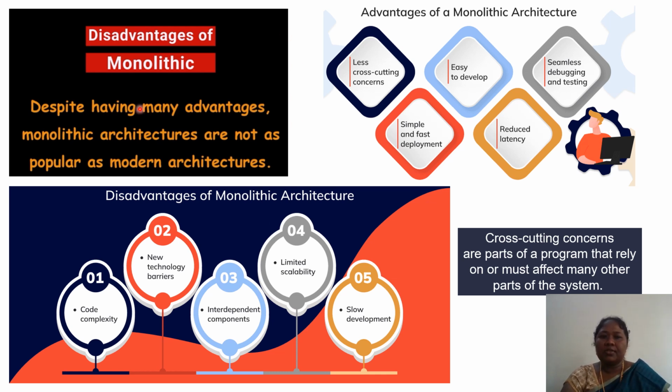What are the disadvantages? There are many advantages, but it is not suitable for modern architecture. So what are the problems? Advantages are there and disadvantages are also there, and we are going to learn about them. What are the advantages of monolithic architecture? Less cross-cutting concern. So what is a cross-cutting concern? That is a part of a program that relies on or must affect many other parts of the system. Changes in one will not be reflected, or you have to go through each and every step when you want to include a small discount.